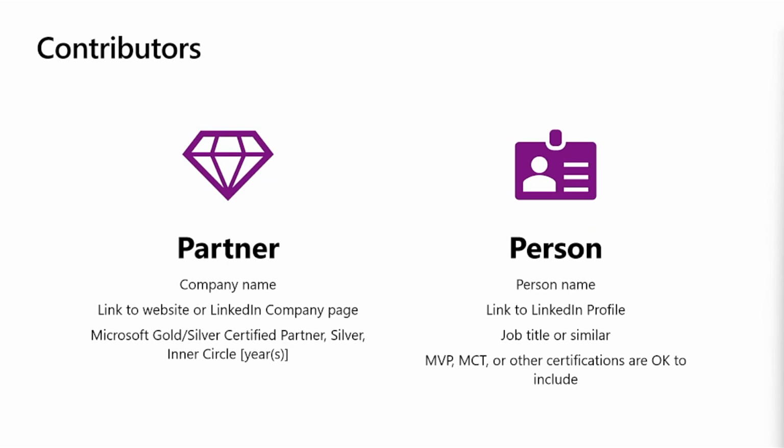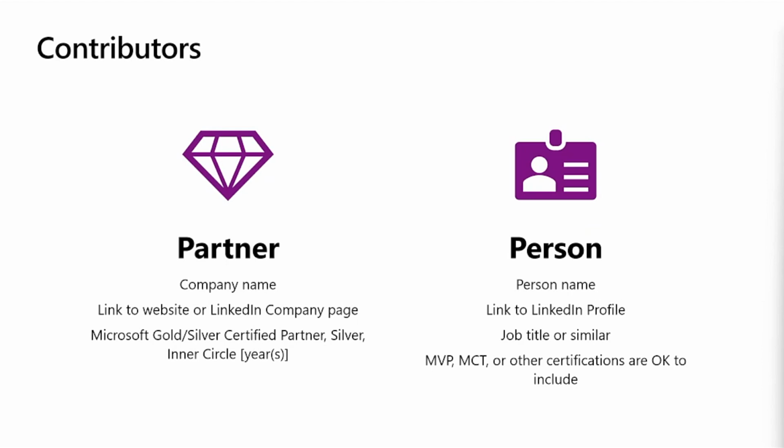So the company name, and then you can include a link to the website of that company or a LinkedIn company page. And then after the company name, you can include a designation to indicate if the partner is a Microsoft Gold or Silver certified partner, or an Inner Circle partner with the years as an example, or Partner of the Year. Those types of certifications are okay to include after the name of the partner.